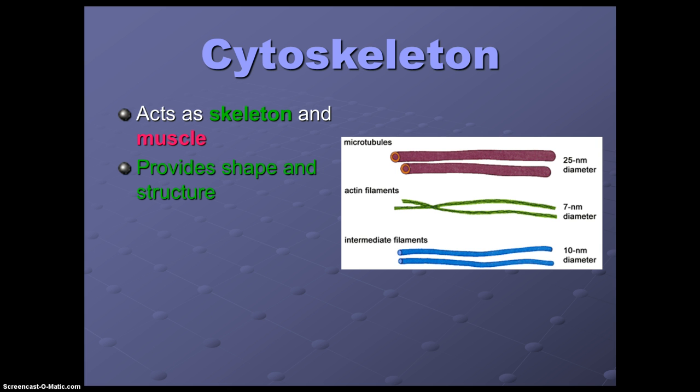Your skeleton provides you with shape and structure, so same thing. It helps move organelles around the cell. So one thing that's different from our skeleton is that we don't really have things inside our body that hitch a ride on one bone and then go to the other, but the organelles can actually attach to the cytoskeleton and move around kind of like a zip line.